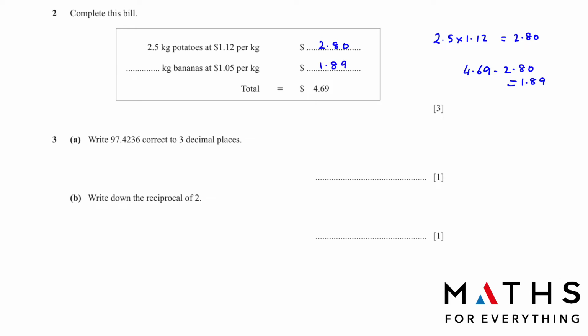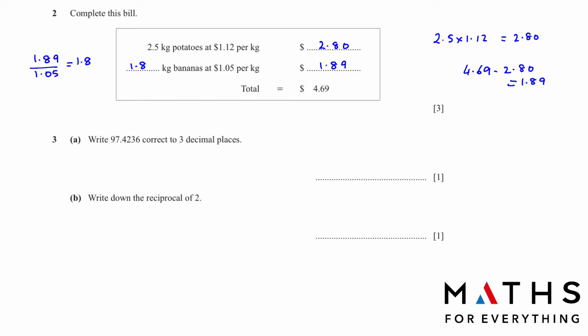The bill for bananas is 1.89 and the rate per kilogram is 1.05. So we divide and that will give us the answer 1.8. You can always check your answer. 1.8 multiplied by 1.05, it should equal 1.89.